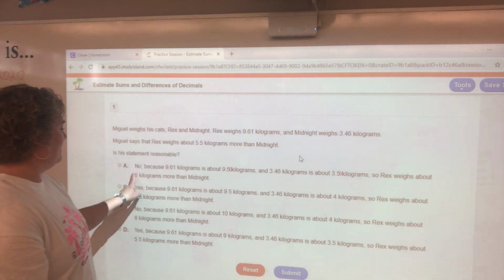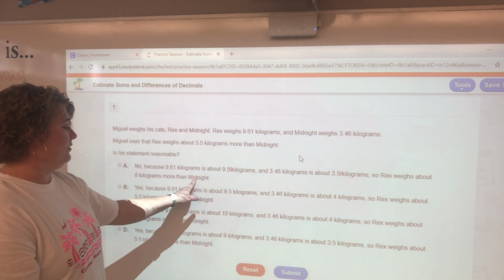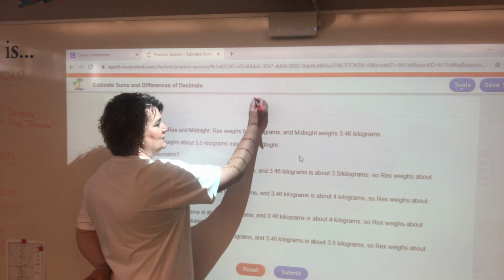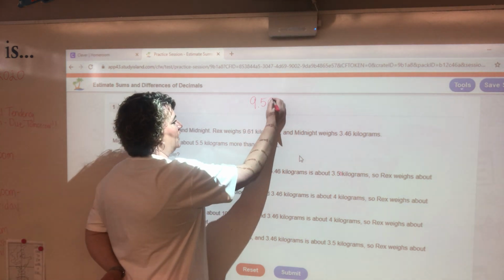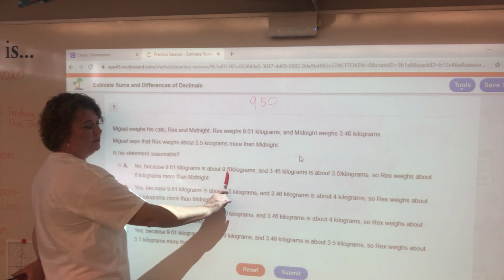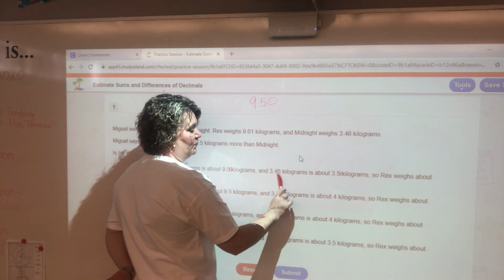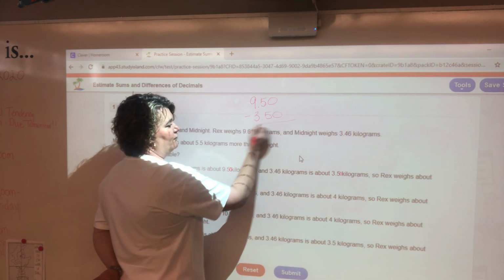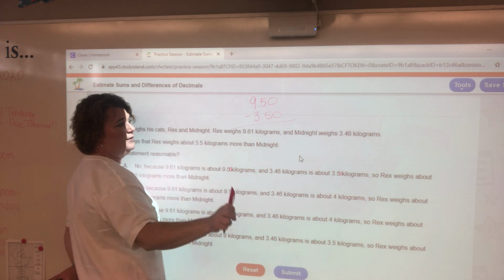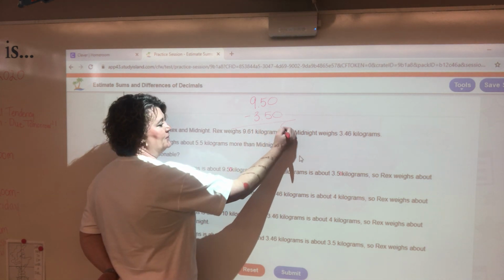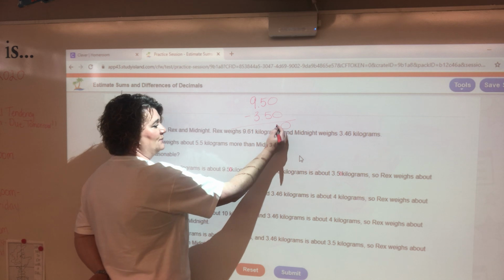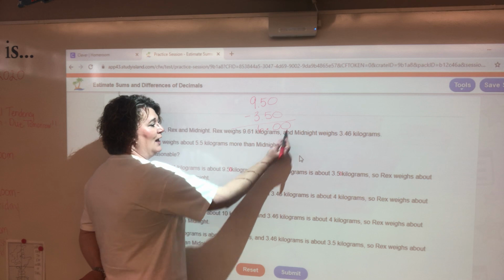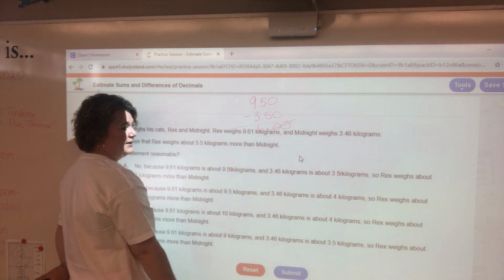So Rex weighs about 6 kilograms more than Midnight. And remember, more means to subtract. So we're gonna take this number, because 9.61 became 9.50, and 3.46 became 3.50. And if we're gonna subtract, because it says more than, so 0 minus 0 is 0, 5 minus 5 is 0. Bring your decimal straight down, and 9 minus 3 is 6. And you don't have to have those zeros after the decimal.